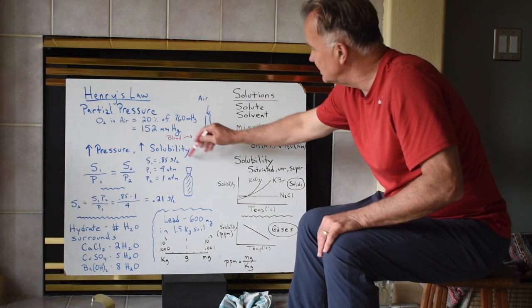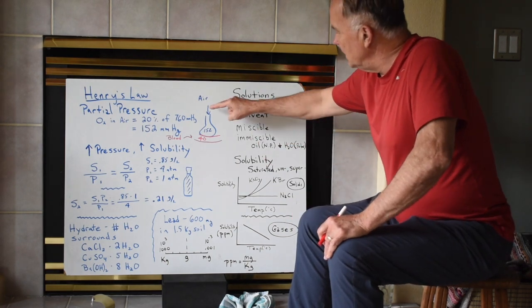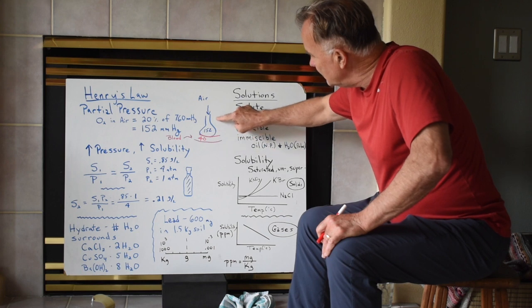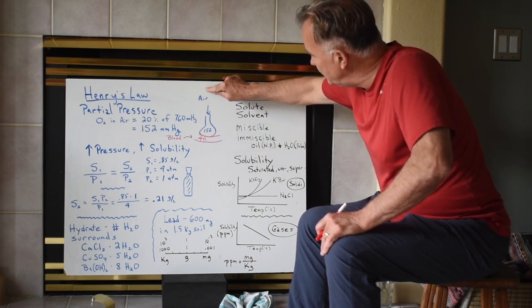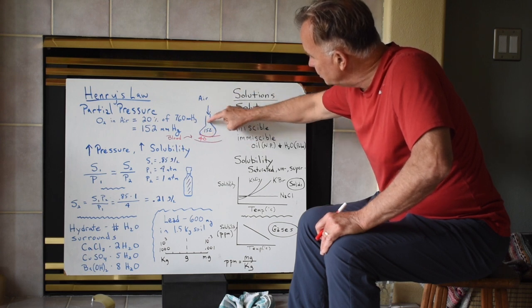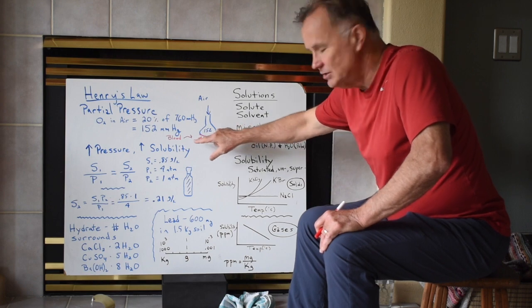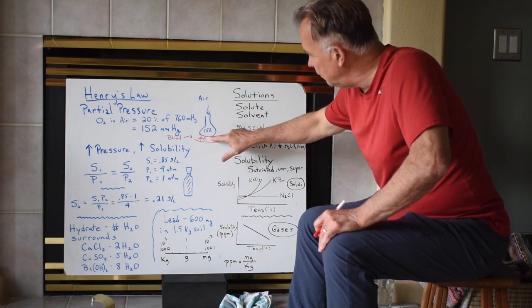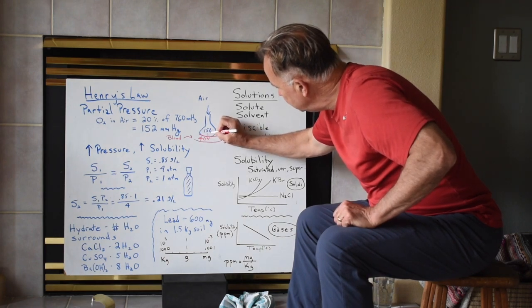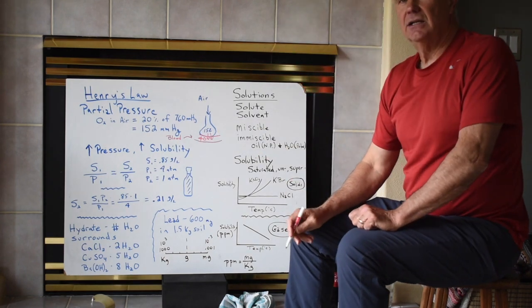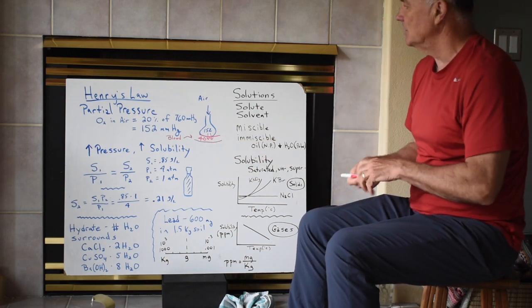Well, here's a quick biology example. In your lungs, you have these little sacs called alveoli. Some of you are probably familiar with that. That's where the exchange occurs. So if you take in air, the partial pressure of oxygen is 152. In your blood, which surrounds the alveoli, it's about 40. So when that happens, you get diffusion of oxygen into the blood. It always goes from high to low. So there's something significant with partial pressures.